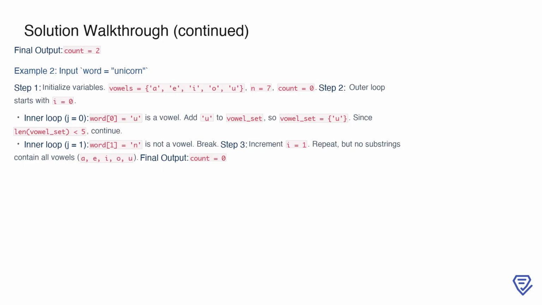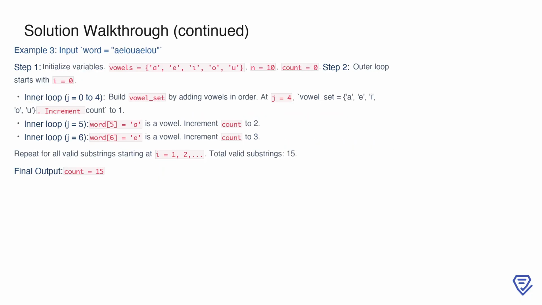As we increment i and repeat this process, no substrings in the word unicorn contain all 5 vowels. For example, substrings starting at i equals 1, i equals 2, and so on either lack vowels entirely or encounter non-vowel characters before forming a complete vowel set. As a result, the final count remains 0, since no valid vowel substrings are found in this example.